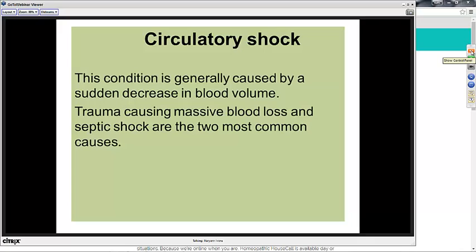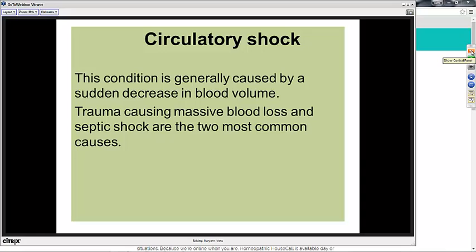Circulatory shock, something probably nobody is ever going to see. This is caused by a sudden loss of blood volume, and some years ago, we had cases of circulatory shock from women using tampons when they left these in for a long time and got a vaginal infection that led to septic shock. It was called toxic shock syndrome.